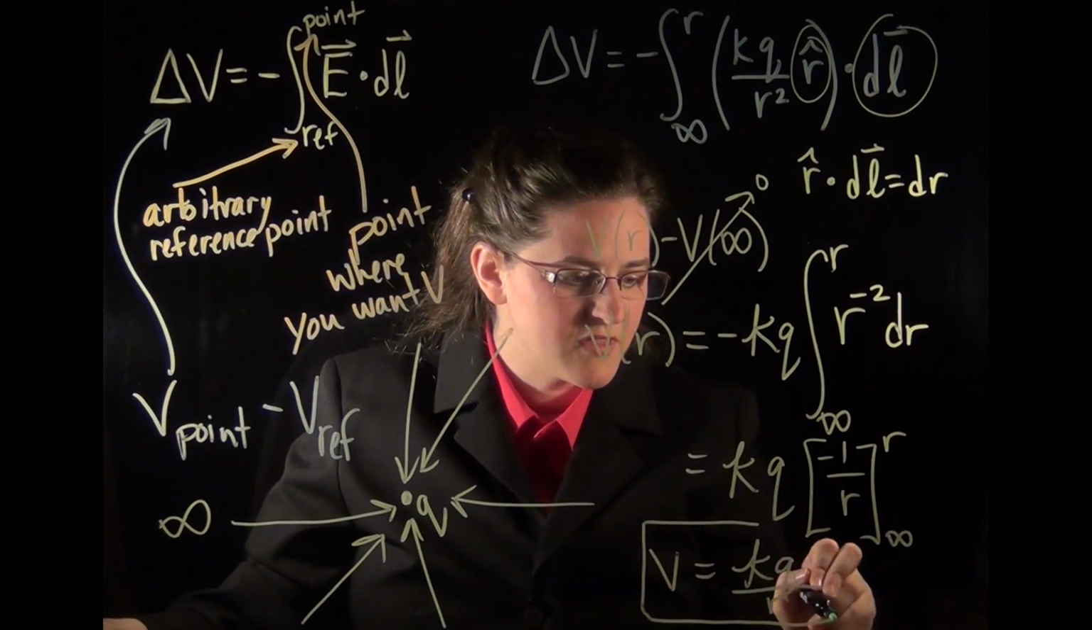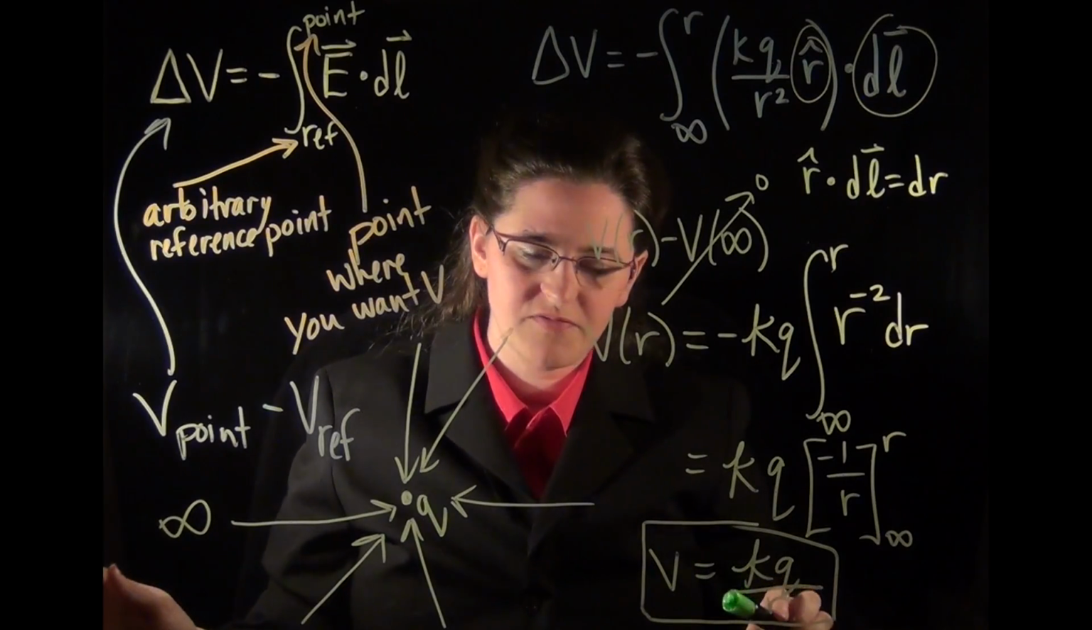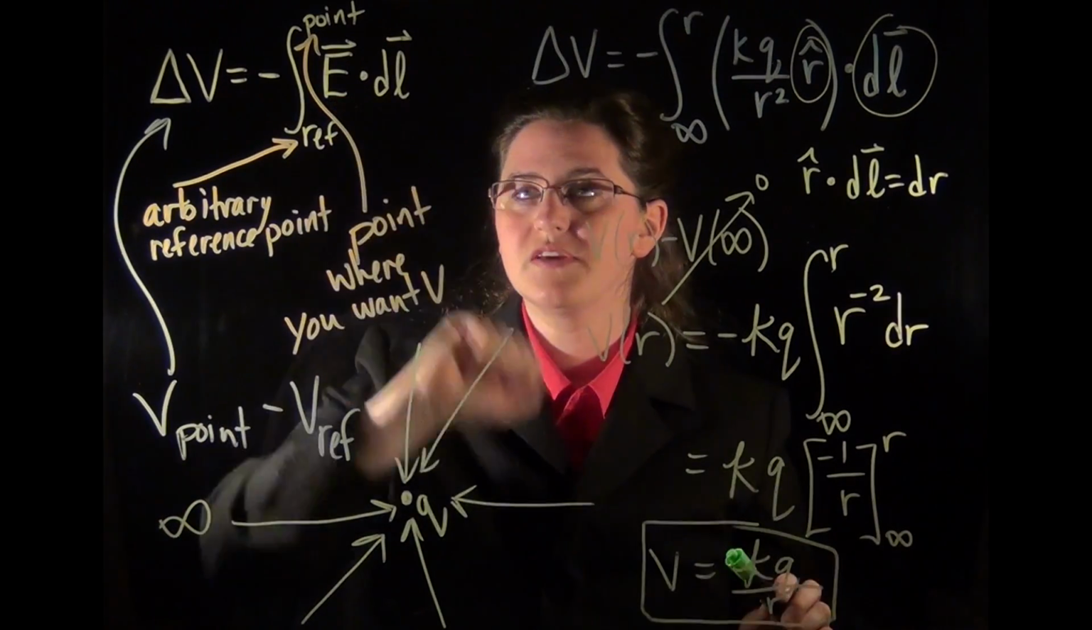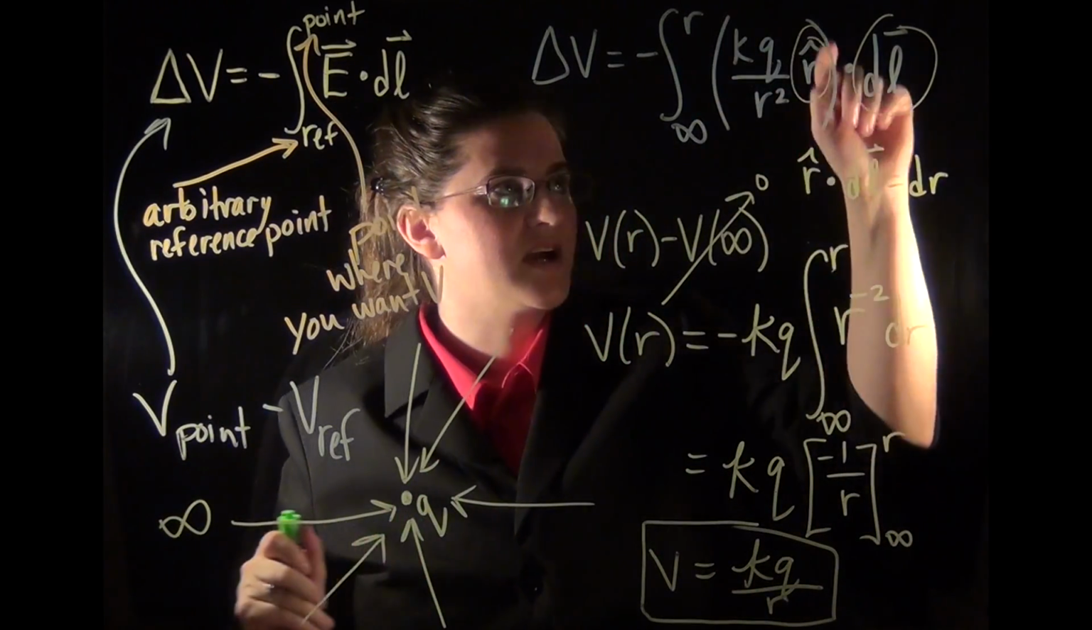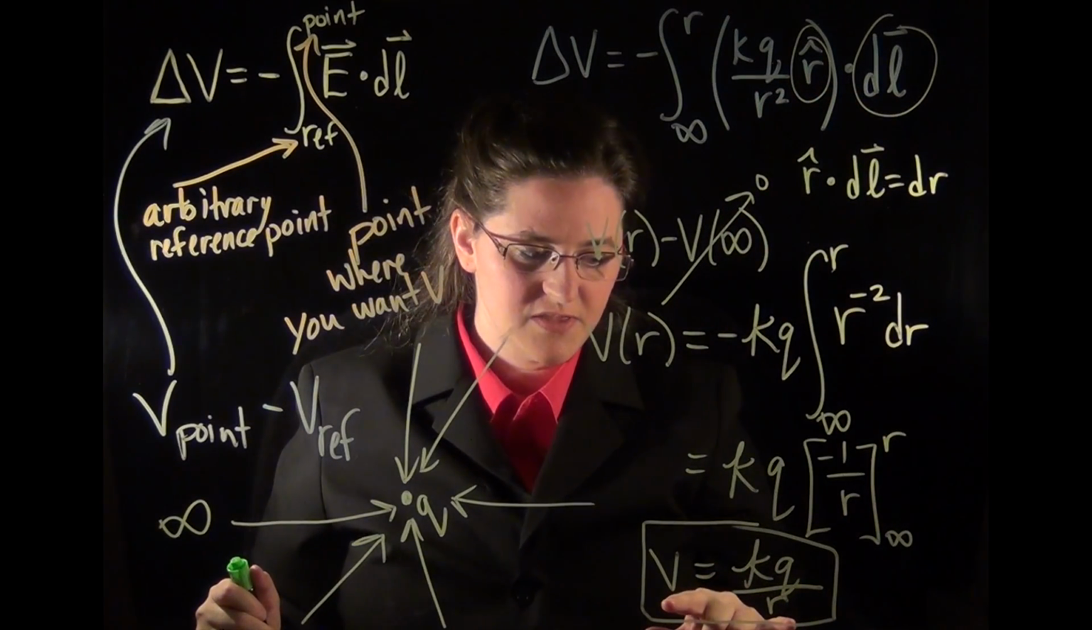I want you to notice one thing about electric potential, V: it's not a vector like E was. Remember that the Coulomb's law contained a vector. It also had r squared down here. It was a vector, but V, the potential, is not.